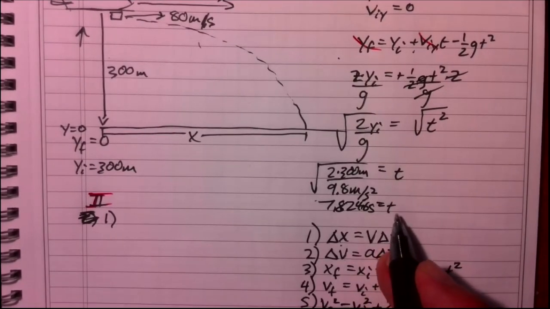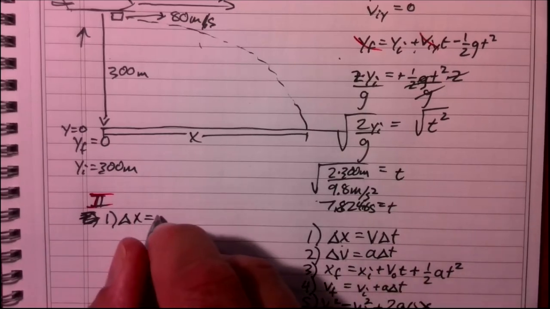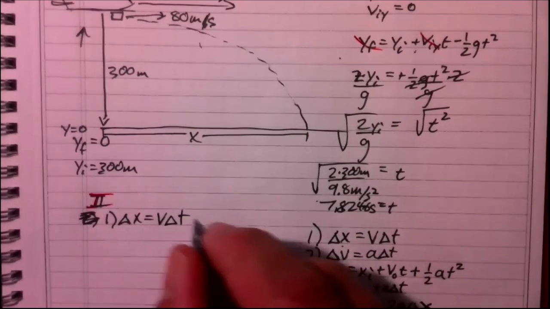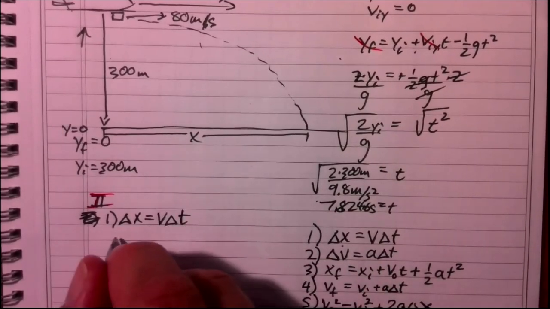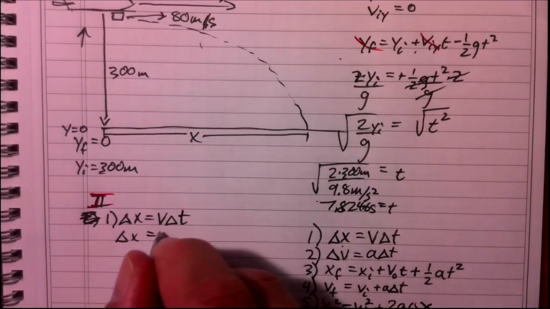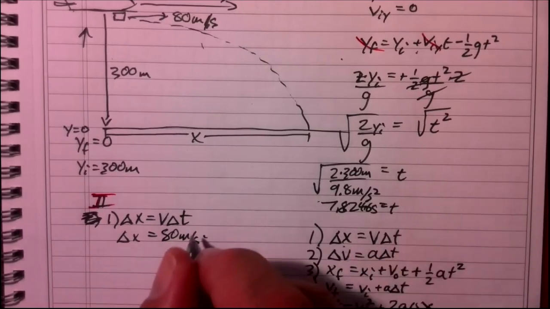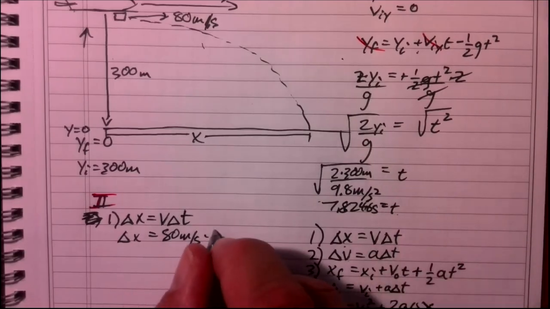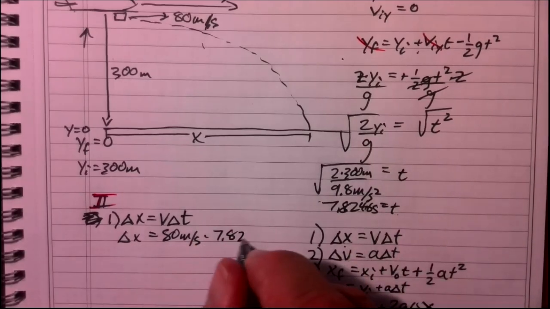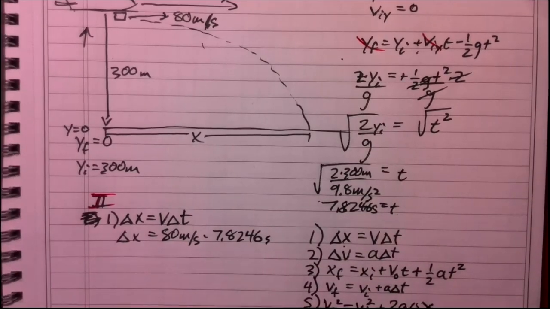I just solved for T. So I'm going to use delta X equals V times delta T. Once I know the time, I can just plug the numbers in here. Delta X is going to equal 80 meters per second times the time that I calculated here. And I'm going to keep all those digits, right? I'm not going to throw those digits away until the very end. So this will be 7.8246 seconds. I'm going to throw that into MATLAB.